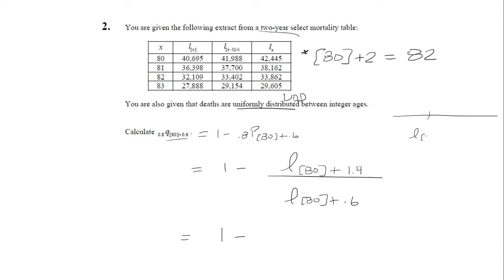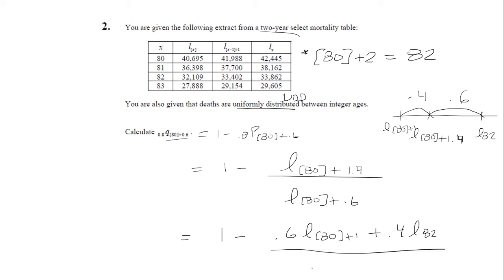So if we have L80 plus 1.4, it's a little closer to L80 plus 1 than L82. So the distance between L80 plus 1 and L80 plus 1.4 is 0.4, and then this distance is 0.6. So we're going to do 1 minus 1.4. The weight will end up being 0.6, because you want to use a higher weight for L80 plus 1. And then we'll do 1 minus 0.6 for L82.